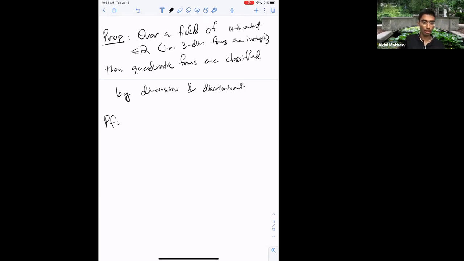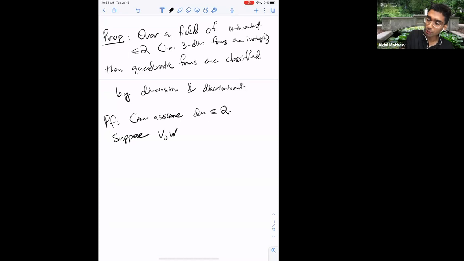Okay, so what's the proof of this? Basically, if you want to classify quadratic forms, then you may as well classify quadratic forms of dimension at most two. Because if you have a quadratic form of dimension greater than two, then you can split off a bunch of hyperbolic pieces. If you do that, you'll change the dimension by subtracting some even integer, and you'll change the discriminant by a sign. So without loss of generality, you can assume that you're working in dimension less than or equal to two. And what you need to do is, suppose V and W are quadratic spaces of dimension two. Dimension one is easy. So let's just say it's dimension two with the same discriminant.